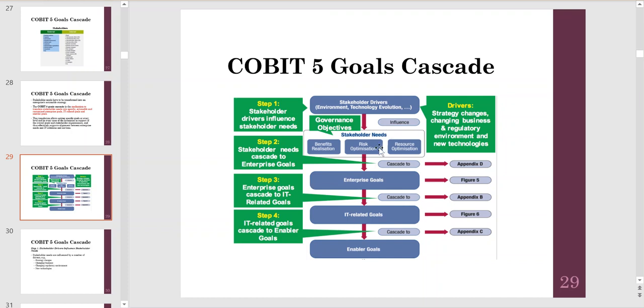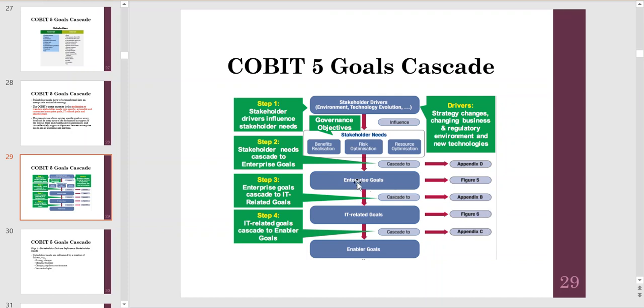What I'm using here, to facilitate it so that you understand it more easily, is some appendixes and figures used in COBIT 5. So I'll be displaying in a moment the COBIT 5 book so that we can follow the appendixes and the figures here.